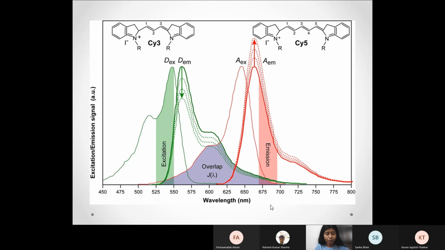So okay, now one thing that was mentioned by Sarika and Farman was that you need 2 fluorophores. 8 fluorophores से foster resonance energy transfer नहीं होगा.